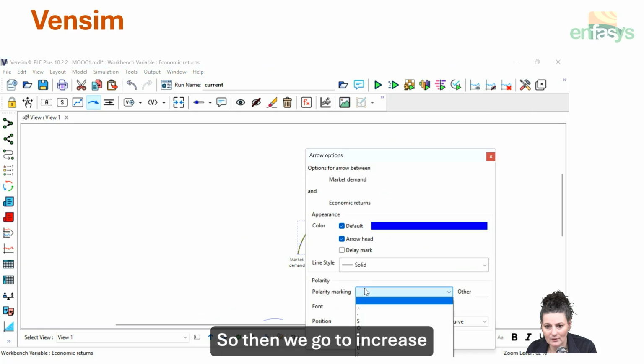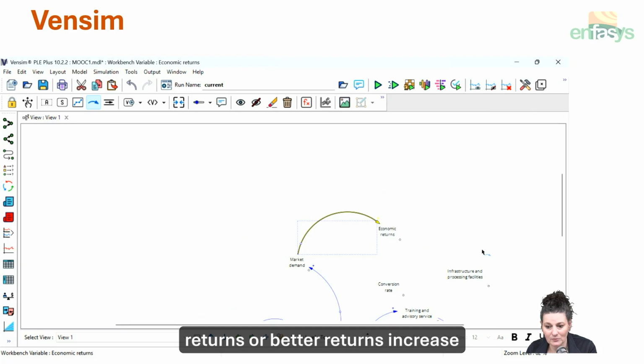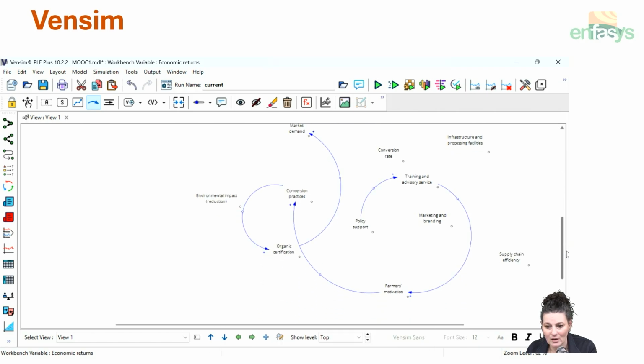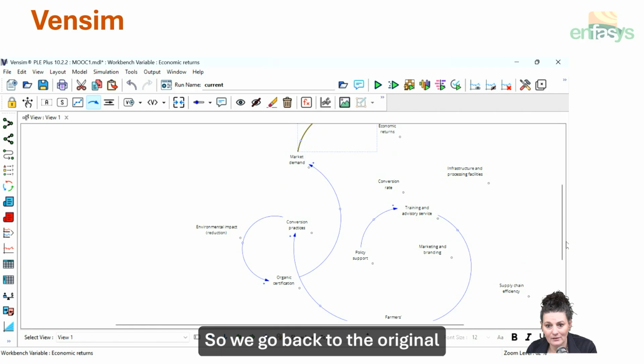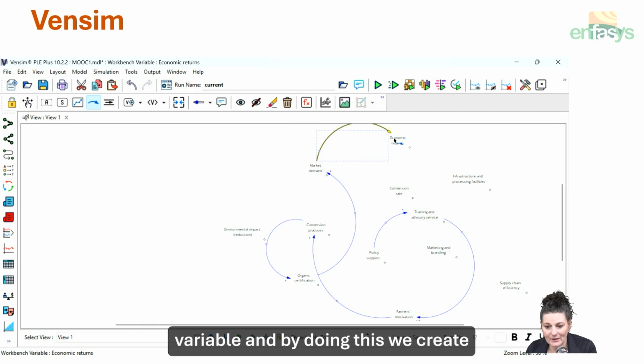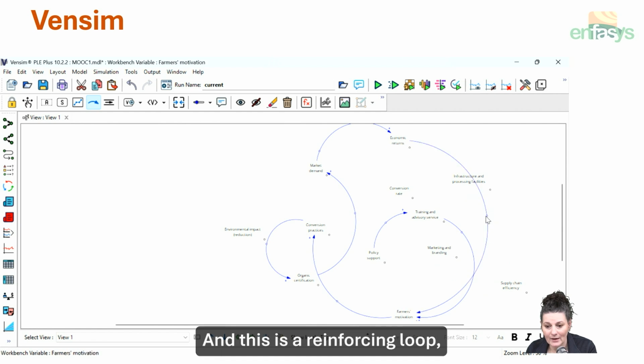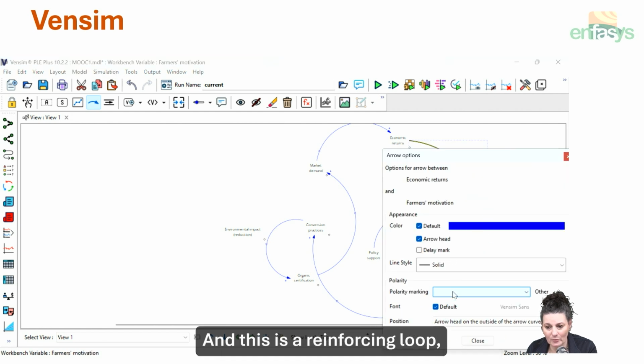So then better returns increase, again, farmers' motivation. So we go back to the original variable. And by doing this, we create the first feedback loop. And this is a reinforcing loop, a loop that can drive growth.